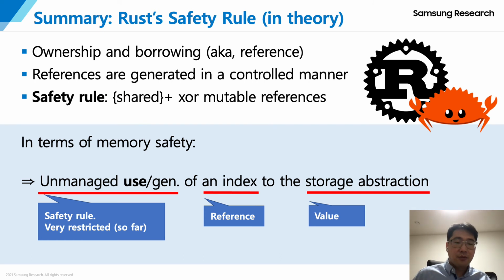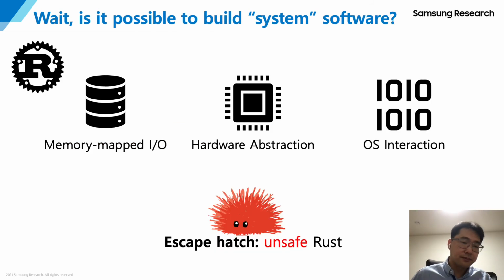In summary, Rust has a clean model of memory safety based on its ownership and borrowing and their safety rules. Also, in terms of our definition of memory safety, since references can be generated and used in a controlled manner following the compiler's rules, it is simply free from memory safety issues. However, it sounds too good to be true.